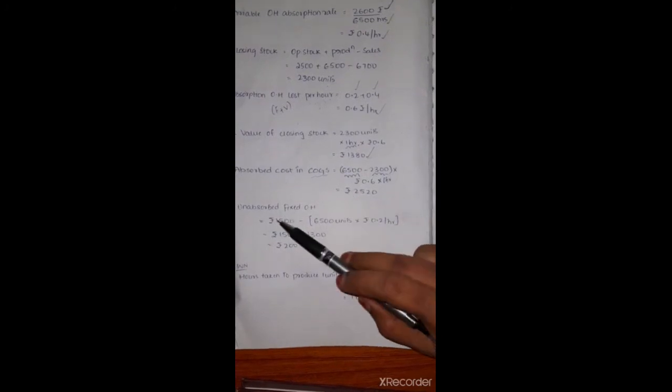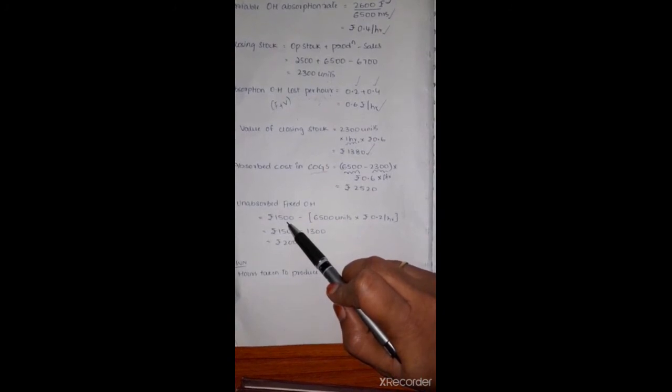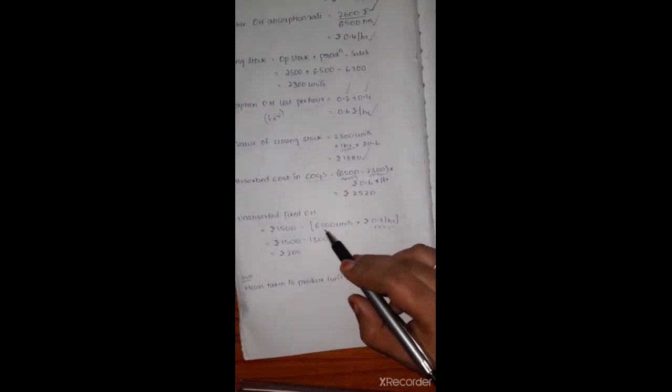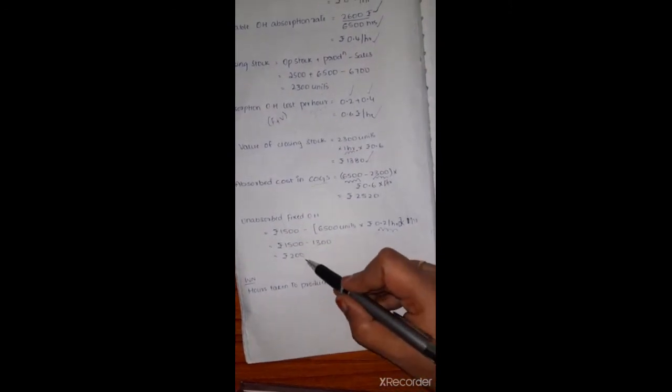Come, let us find out the absorbed fixed overheads. Total fixed overheads is 1500 rupees minus the actual production during the year, 6500 units, multiplied by the rate per hour, 0.2 per hour, as we already calculated here. So 6500 units multiplied by 0.2 per hour multiplied by 1 hour. So we will be getting 1300. So the unabsorbed fixed overhead will come to 200 rupees, which has to be transferred to our P&L account. Hope this is clear to you.